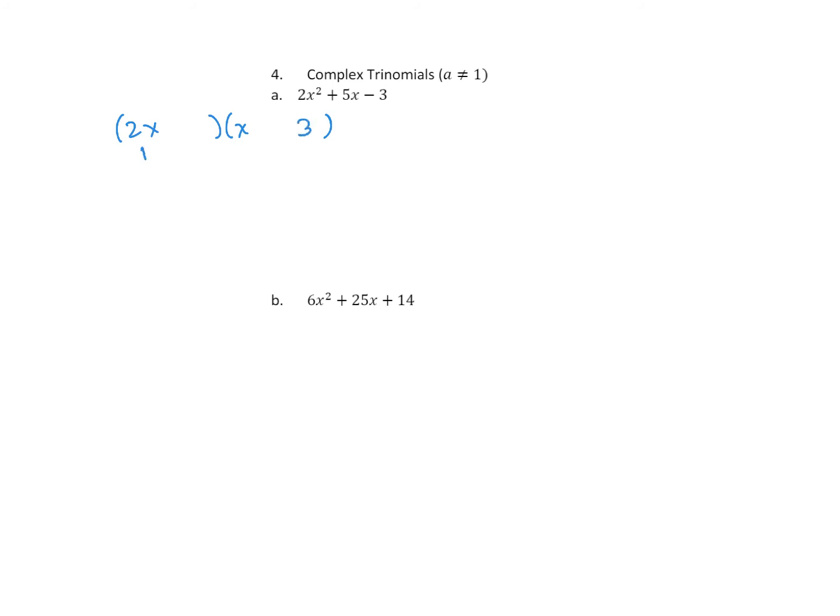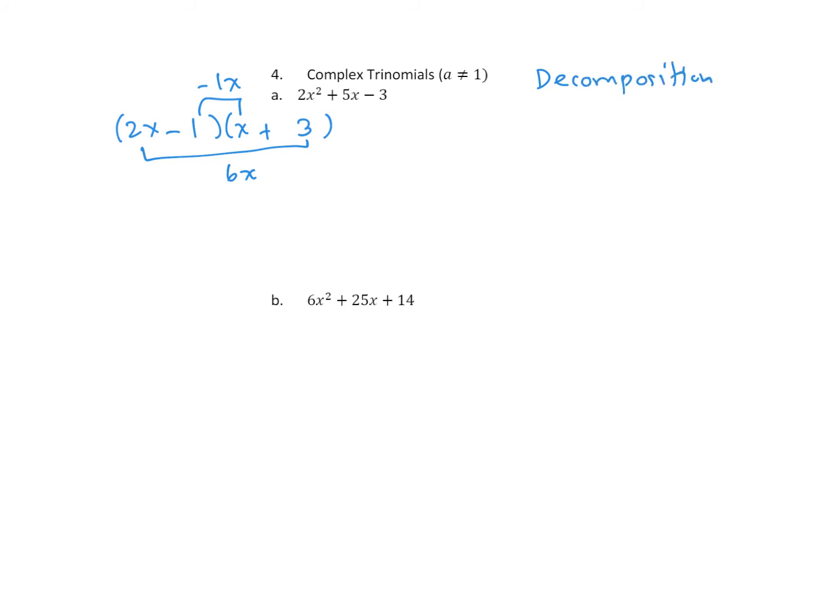I just have to figure out which one the 3 goes in and which one the 1 goes in. So 3 times 2 is 6. This gives me 6x, this gives me 1x. I want it to be positive 5, so the 6 would have to be positive and the 1 would have to be negative. So that's just doing trial and error, different combinations. We can also do decomposition.